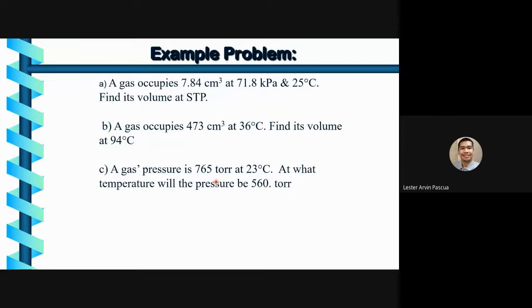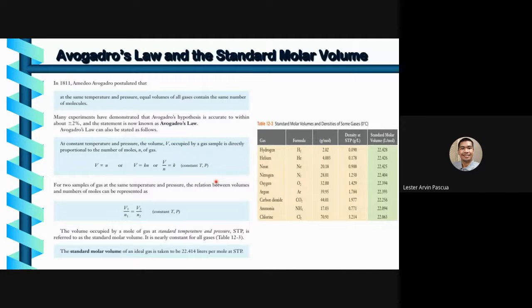And then, a gas occupies, example problems. You can just determine that on your own. Calculate those on your own.